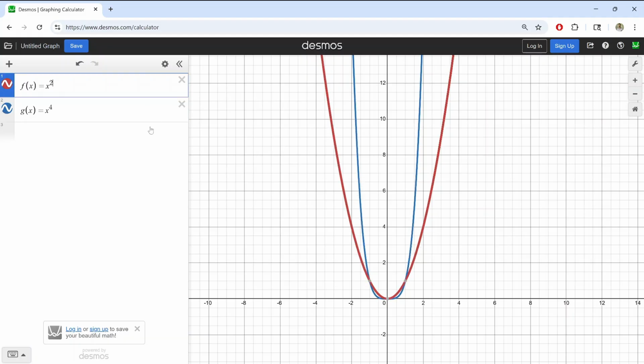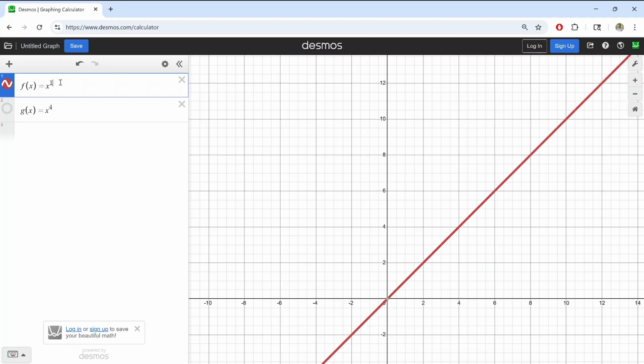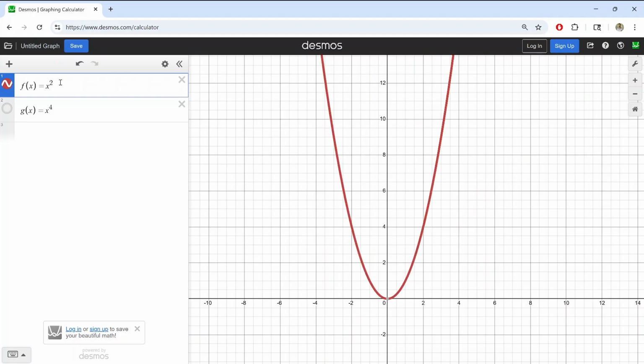So the natural question is to notice that 2 and 4 are both even numbers and wonder if x to any even power is always an even function, to the 6th, to the 8th, to the 10th, and the answer is yes. And we already kind of touched on why this is the case, which is that when we have a negative raised to an even power, it's the same as the positive of that raised to the even power. So it's literally just the definition of an even function we can apply and immediately show that x to any even power is even.